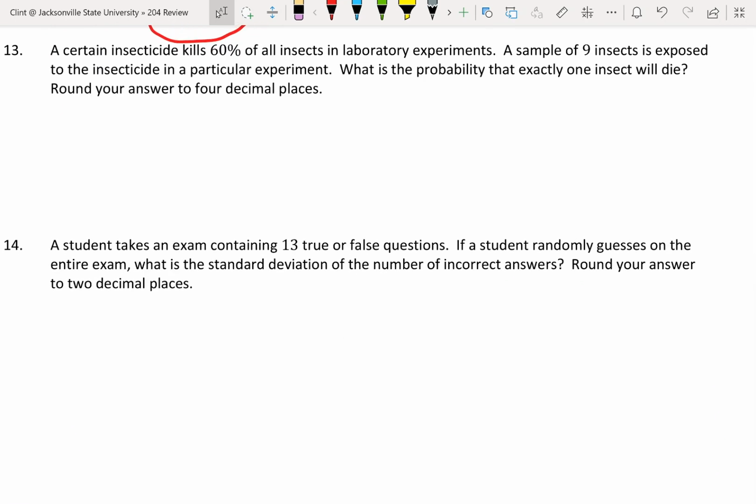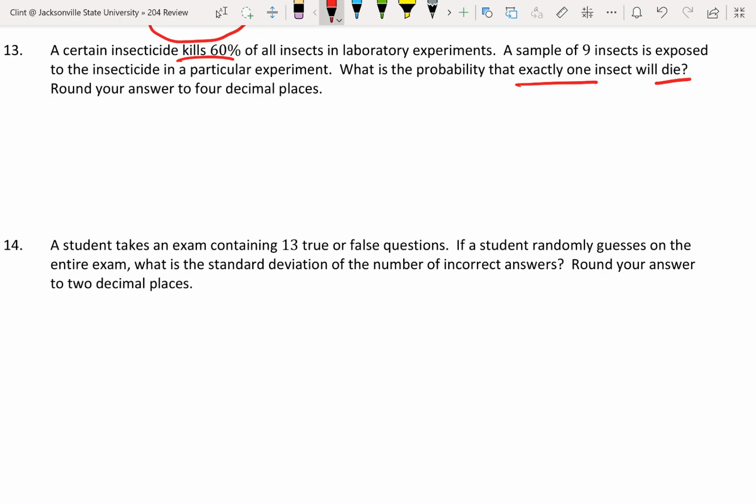13 says a certain insecticide kills 60% of all insects in laboratory experiments. A sample of 9 insects is exposed to the insecticide. What's the probability that exactly 1 insect will die? You do have to be a little careful on those. I'm not going to try to trick you, but here it kills 60%. We want to count the ones that die.